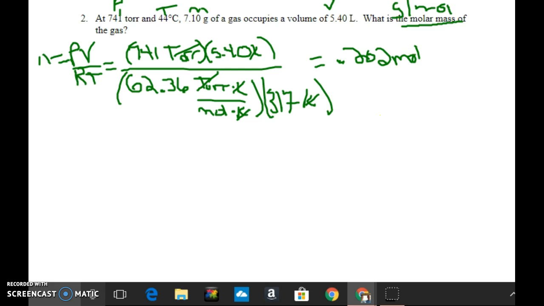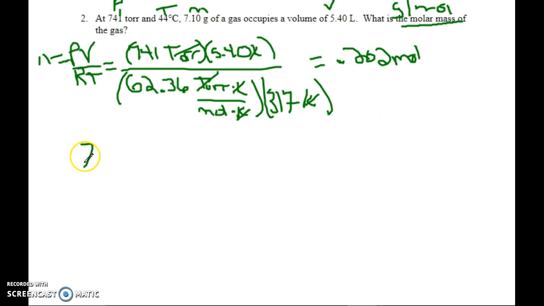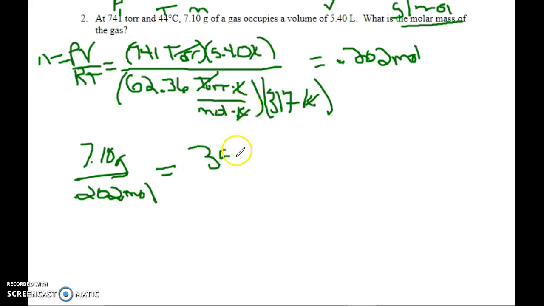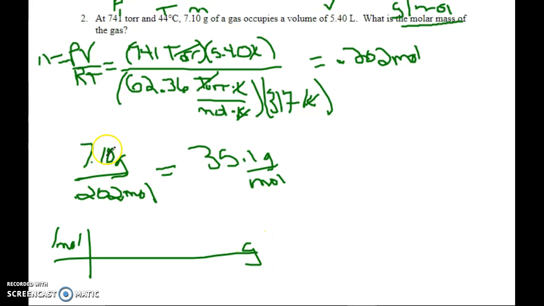So for molar mass, then, I just need to take that 7.10 grams and divide it by my 0.202 moles to get units of grams per mole. And it's going to give you 35.1 grams per mole. And if you don't think you're going to remember that, you can always solve for 1 mole and then how many grams, and you're going to do the same thing, so you'll see this exact same thing substitute in, but if that feels a little easier for you, that's certainly acceptable.